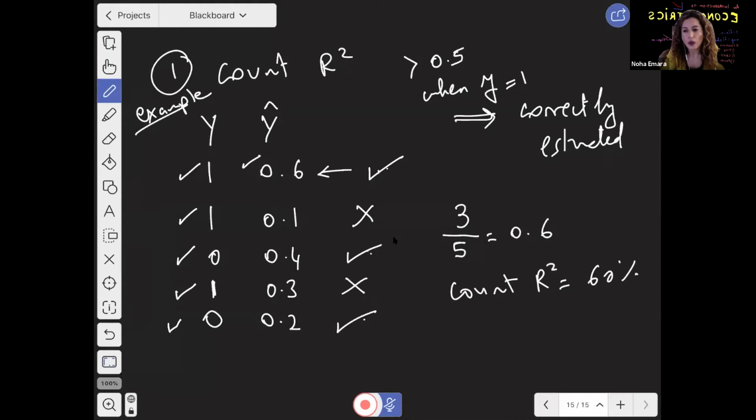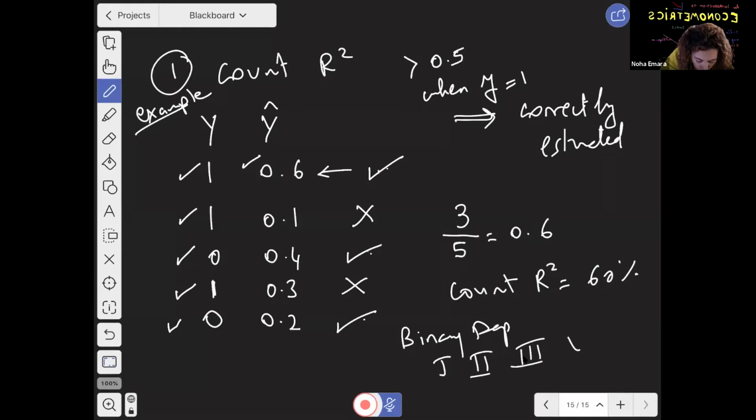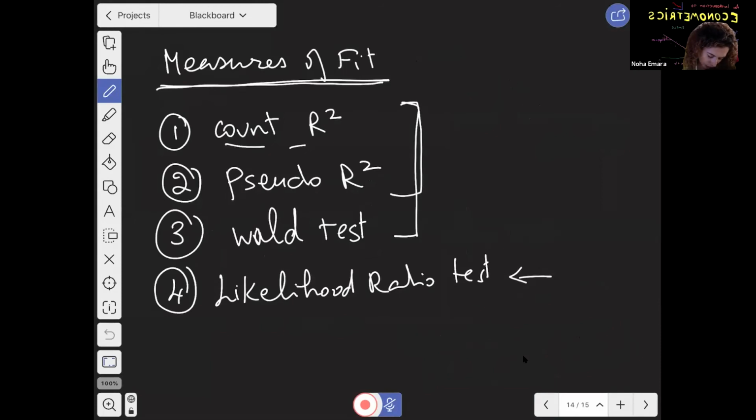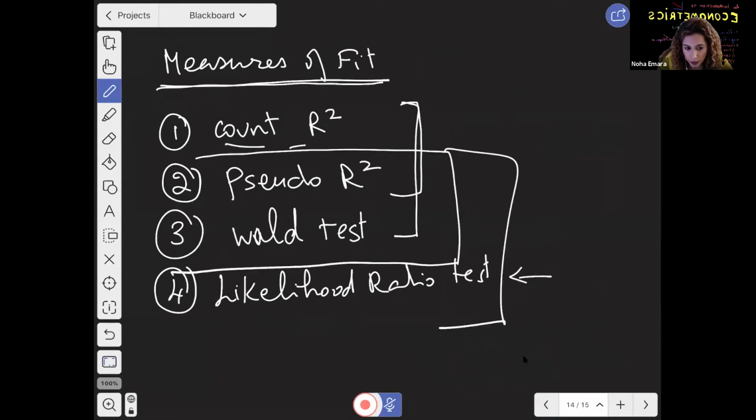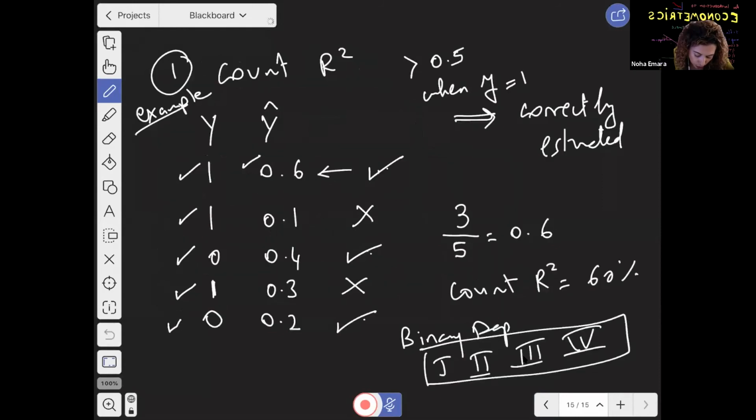Okay, so I'm going to stop here, and what you can do is you can go ahead and watch my videos for the binary dependent variable, parts 1, 2, 3, 4. I have 4 videos on this topic. The only thing that you will be missing, or you can skip for now, is I'm going to explain those 3 on Tuesday next week. But other than that, you should be fine. Also watch the Stata video, which is in part 4.